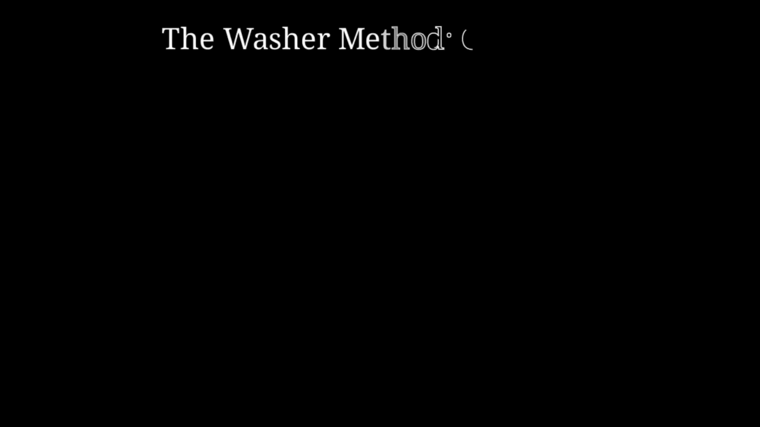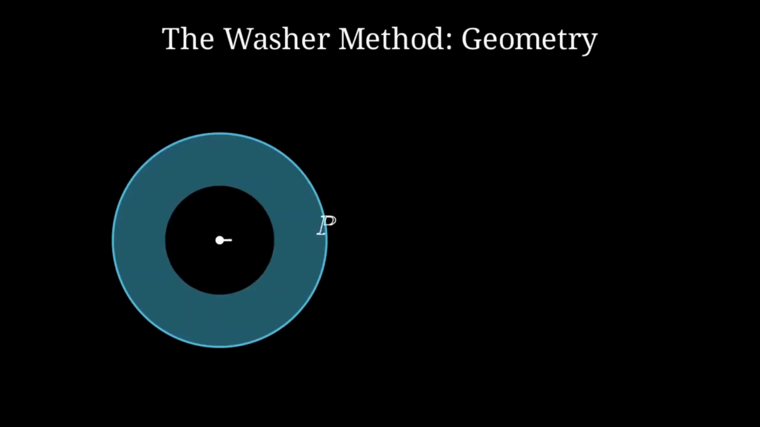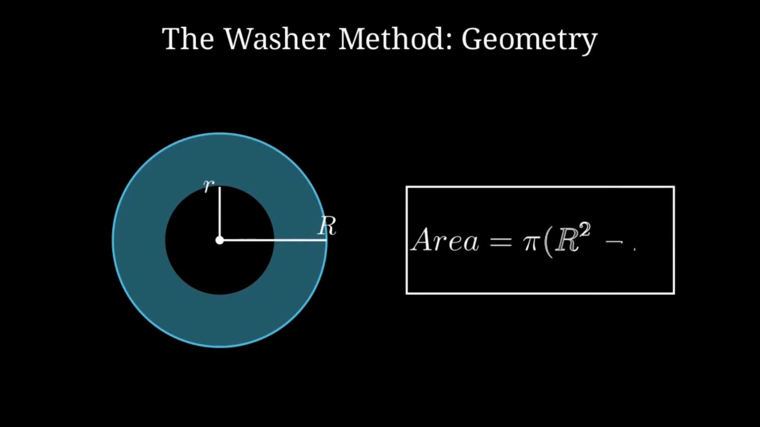The washer method is an extension of the disk method. We use it when the solid has a hole in the middle. Think of it as taking a large circular disk and cutting out a smaller circular hole. The area of this cross-section is the area of the outer circle minus the area of the inner circle.